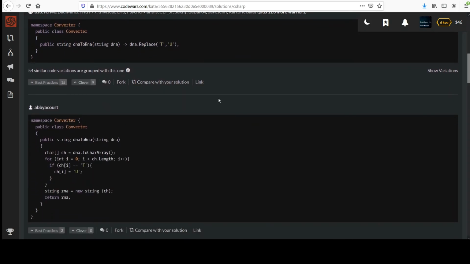Same kind of thing. These guys used a for loop to do it. It's good practice if you want to practice your looping.